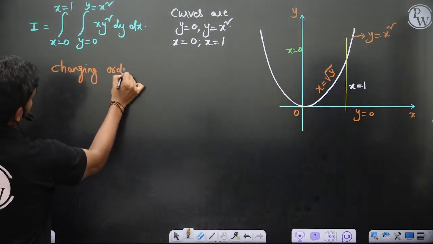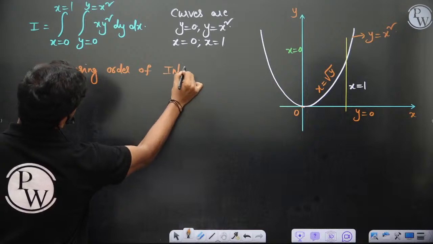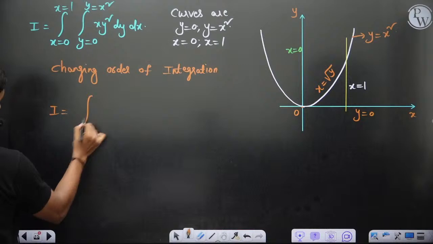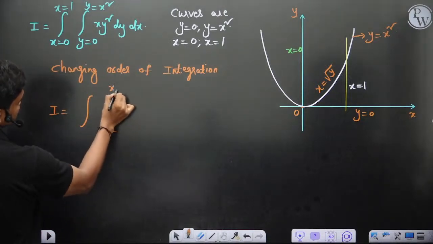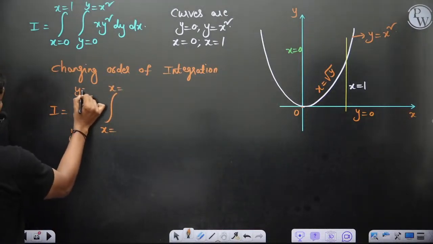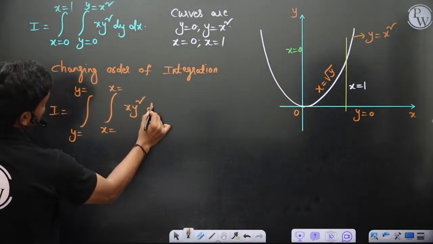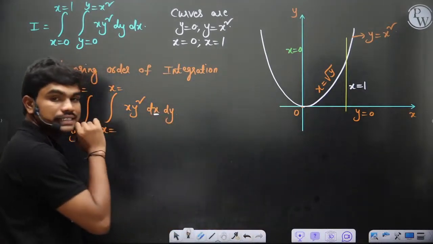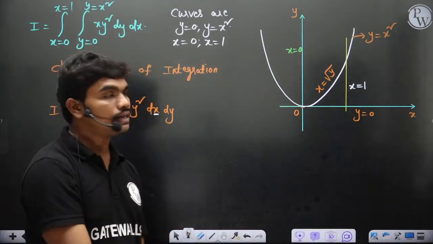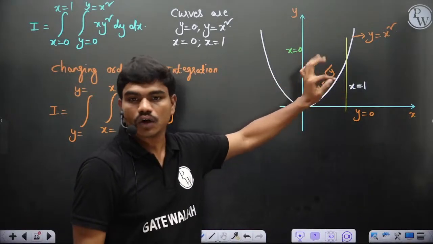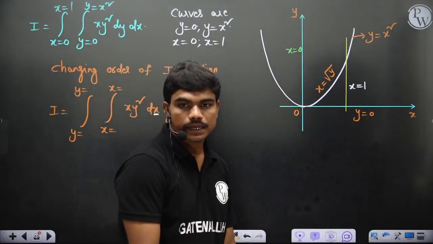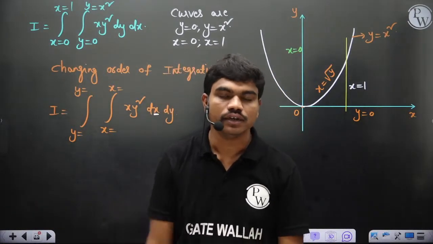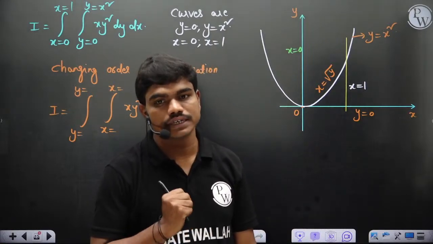Changing the order of integration, what do you have? I is equal to the integral x is equal to something to something, y is equal to something to something, the function as usual xy square dx dy. Now tell me, if you want to have x as your first integrating variable, the step that I should consider in this region is horizontal or vertical?